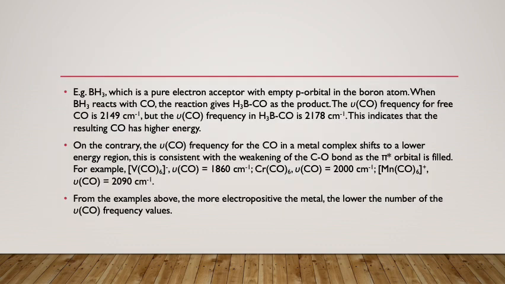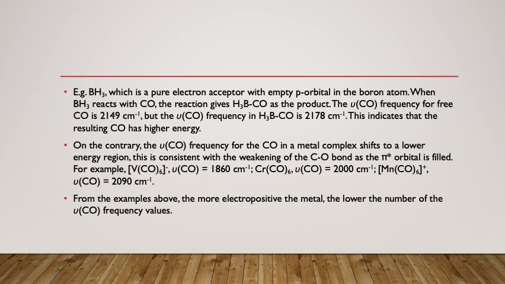Okay, 3 unit difference. Okay, we look at the example. BH3 is a pi electron acceptor with an empty p orbital in the boron atom. When BH3 reacts with CO, the reaction gives H3BCO as the product.